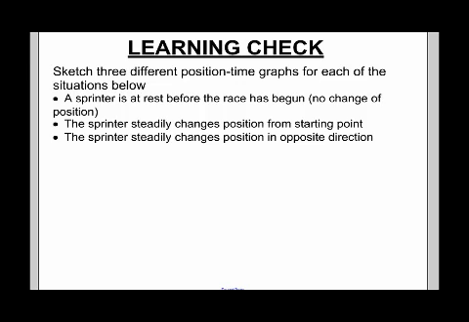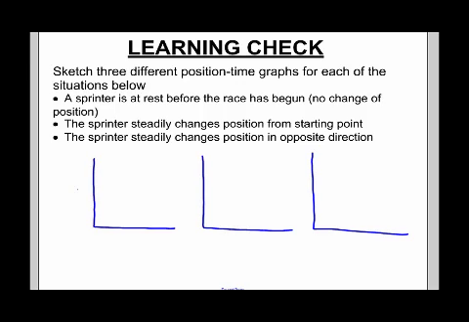Okay, really quickly I'll give you these answers. For the first one, I can have 3 axes, something like this. All of them are position time graphs, so I'll say distance and time, distance and time, and distance and time. The first one tells me I have a sprinter that is at rest before a race has even begun. So if you're at rest at the beginning, your distance is 0 the whole entire time. So there would be my first one.